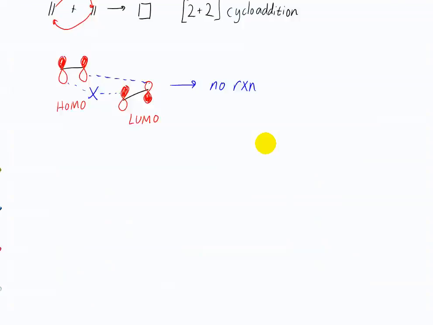Now let's try it with light. Remember, light is often abbreviated h nu. So with light now, we draw the new HOMO. That's caused by that promotion of the electron.